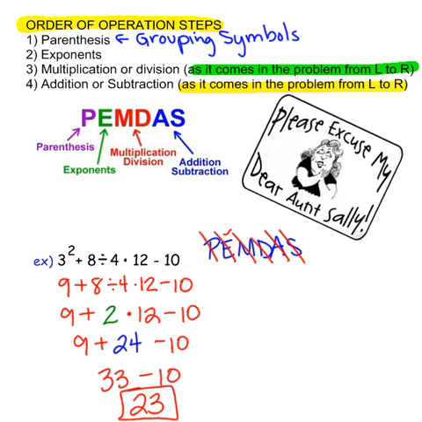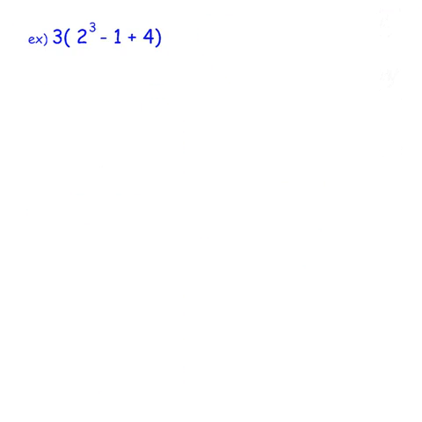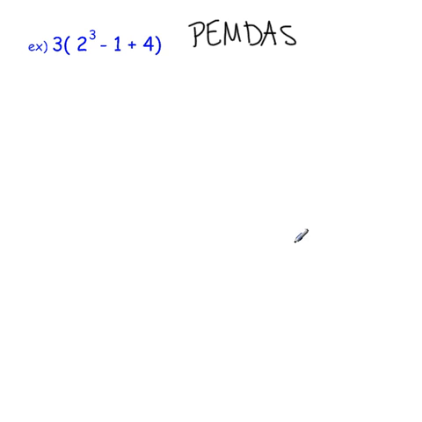Okay, so let's go to another problem. Let's work something else. Let's work this one here. 3, open parentheses, 2 to the third power, minus 1 plus 4. So we're going to work order of operations. So I'm going to put, please excuse my dear Aunt Sally, out to the side so I can stay organized with it. All right. P, do I have any parentheses or grouping symbols? Yes, I do. And what's going to happen here? You are going to work everything that is in those parentheses first. Everything inside these parentheses. And guess what? You start back over again asking the questions.